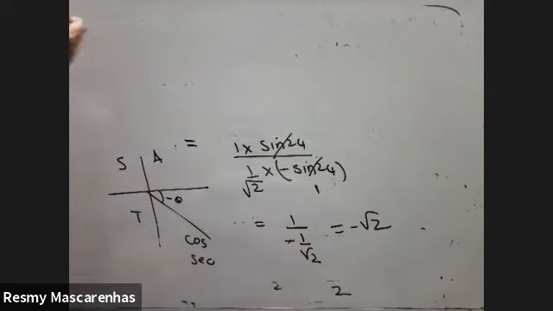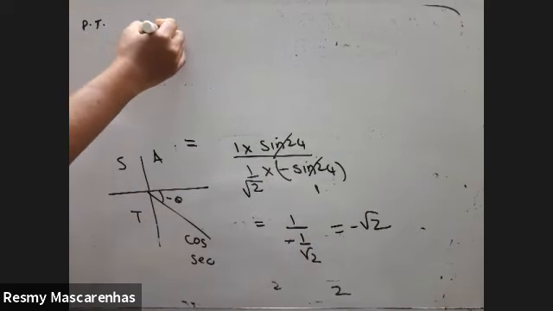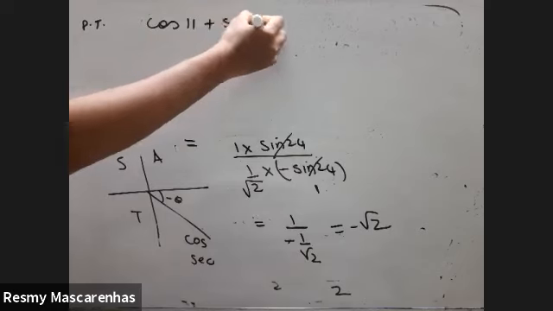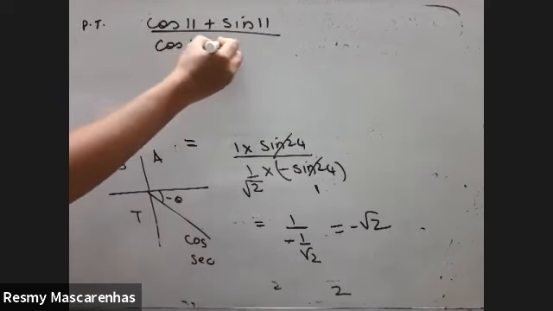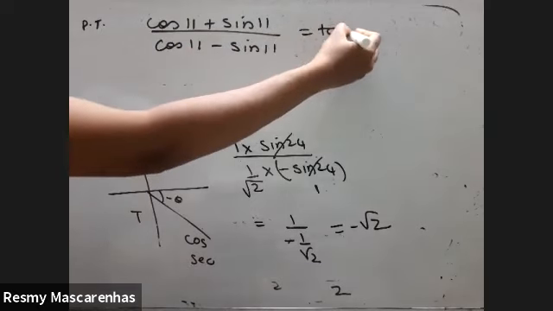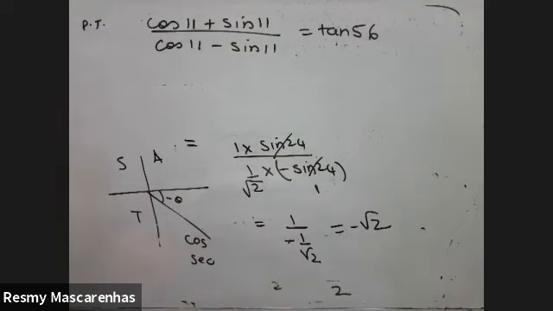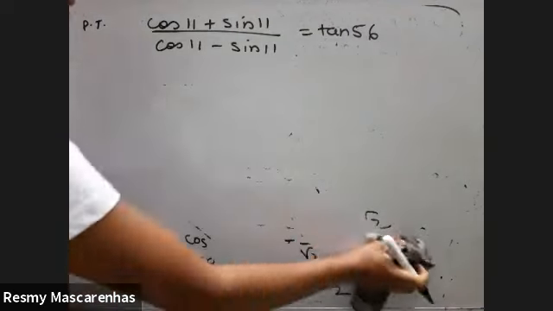Next question. Prove that cos 11 plus sin 11 upon cos 11 minus sin 11 is equal to tan 56. So take your left hand side.